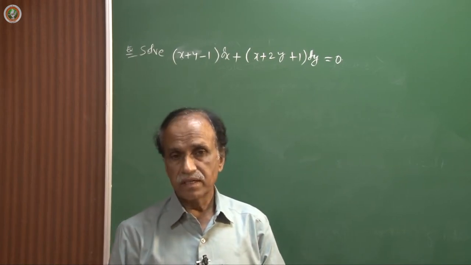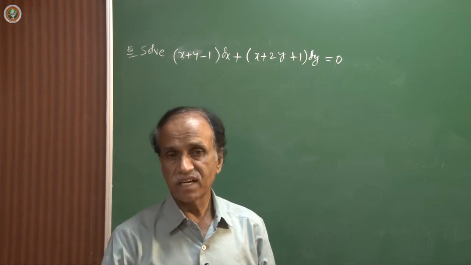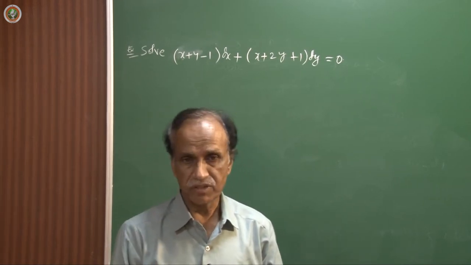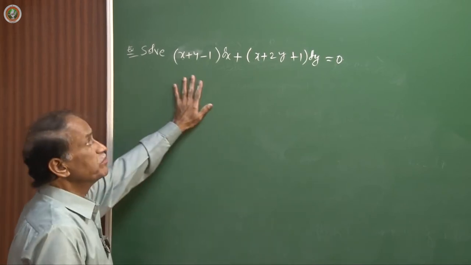Okay, then if the x value is given and the y value is given at the end, you can calculate the value of the constant in particular. That is called the particular solution. Okay, so it's a simple case.